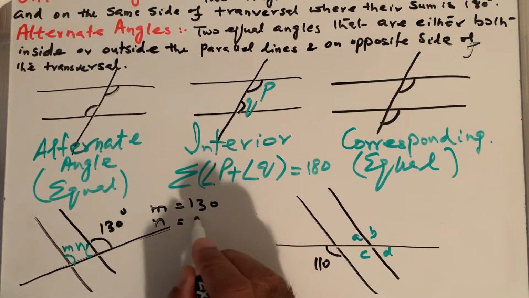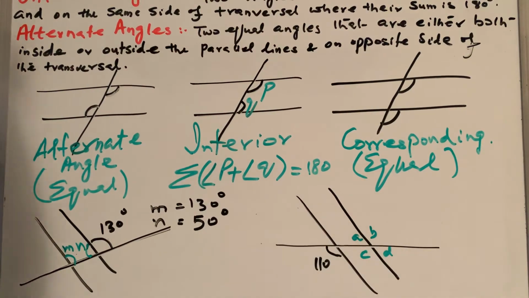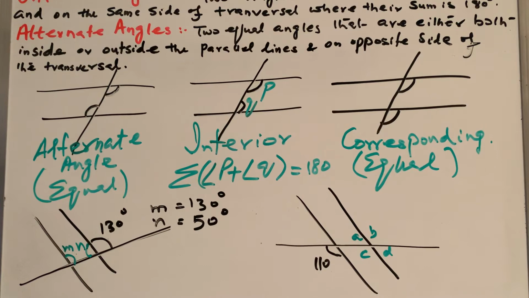How much did you write? 50 degrees. You are right. Why 50 degrees? Because you can make use of many things, right? You can make use of the supplementary angle.